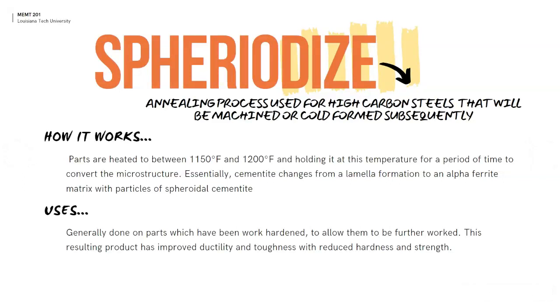Lastly, we have spheroidizing, and it is used for processing high carbon steels. It starts by heating the metal up and holding it at this temperature for a period of time to convert the microstructure. Cementite changes to an alpha ferrite matrix, most commonly done on parts that have been work hardened to allow them to be further worked, which improves ductility and toughness with reduced hardness and strength.